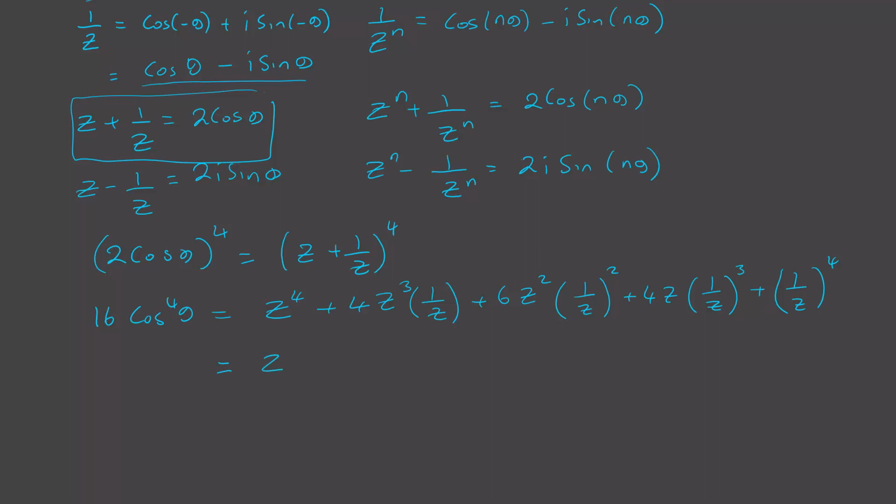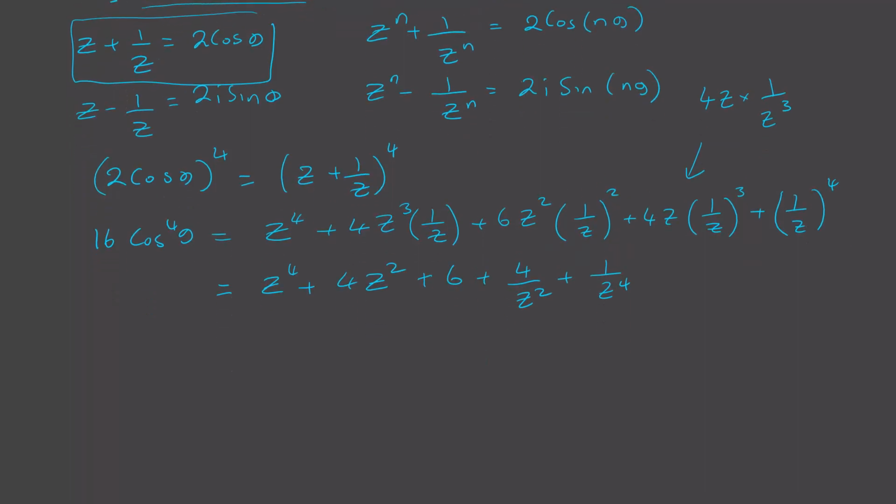And that gives me z to the 4 plus 4z squared, because of the z cubed and the z on the bottom. Here, this would end up being a 1 over z squared, so the z squareds will cancel, and we just get 6. In this term here, we would have 4z, and then multiply by 1 over z cubed, and so that becomes 4 over z squared. And the last term is going to be 1 over z to the 4.